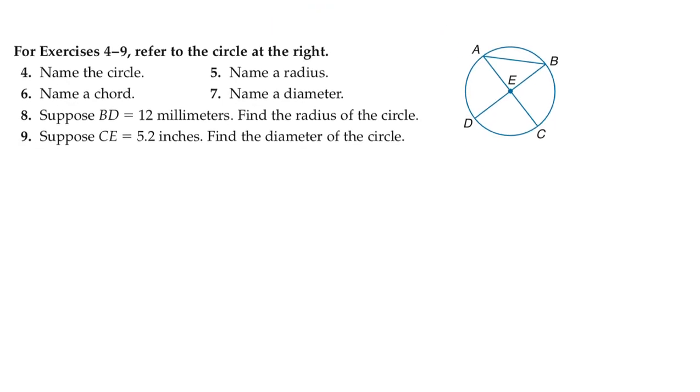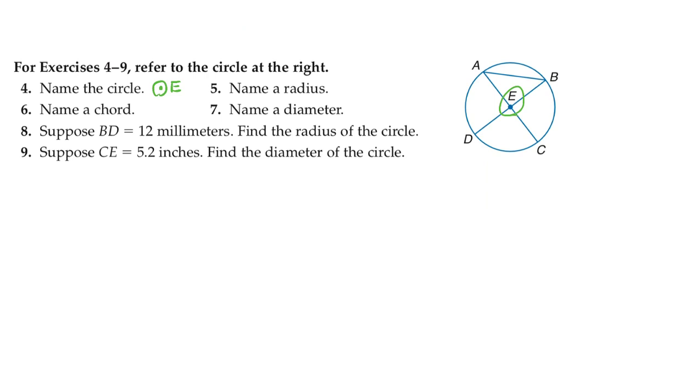Okay, let's do this. Name these. Name the circle. It is circle shape E. And that's because we know a dot near the center, we can assume that is the center. Name a radius. Okay, so segment AE. So really any of the segments with E. So EB, EC, ED, those are all valid radiuses too.